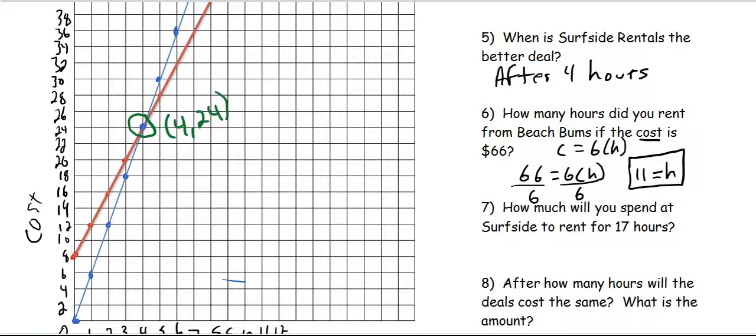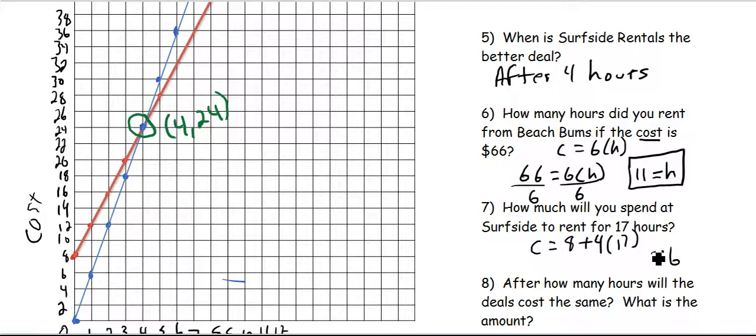So how much will you spend at Surfside to rent for 17 hours? So that would be the cost equals 8 plus 4, and then in place of the hours we're going to put 17. Okay. So now all we have to do is, and I would just say please use your calculator, what is 8 plus 4 times 17, and that comes out to $76.